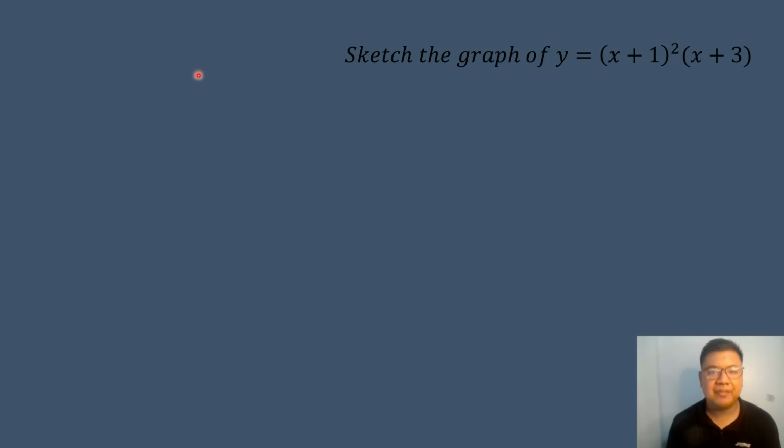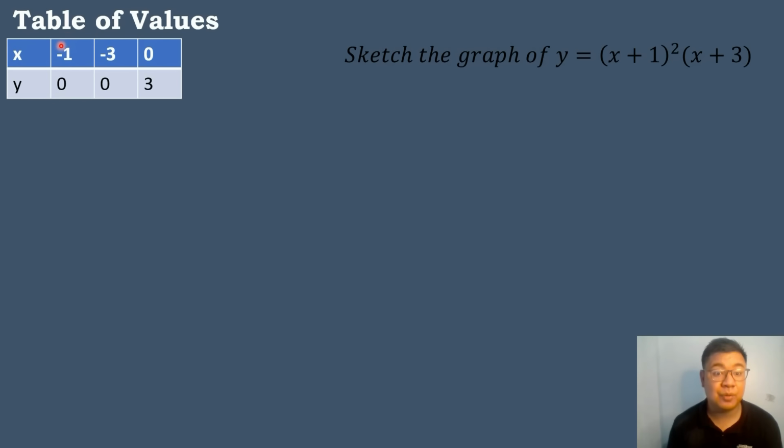After we have computed the x and y intercepts, the next step is to construct a table of values. So we will write the x and y intercepts on our table of values. We have negative 1, 0 and negative 3, 0 as our x-intercepts, and 0, 3 as our y-intercept. And then after that, let's try using x is equal to negative 2, since negative 2 is in between negative 1 and negative 3.